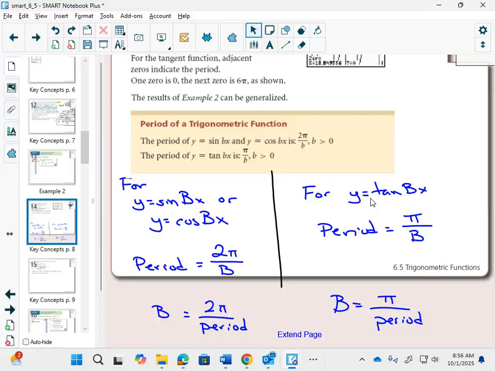For tan, the period is different. Sine and cosine, those graphs had a period of 2 pi. Tangent has a period of pi. So its formula is pi over b, or its b value is pi over its period.